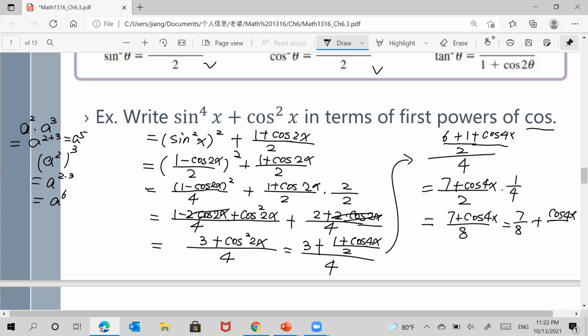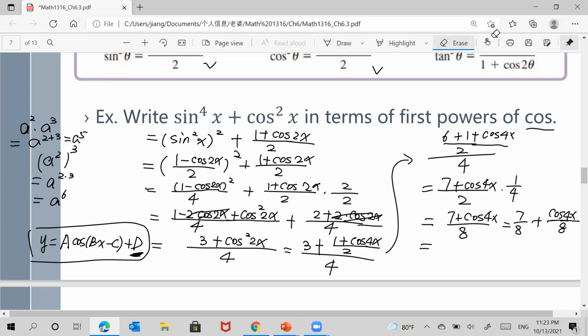cosine 4x over 8. So we like to have the form that, let me write it down, is y equals a times cosine bx minus c plus d. We like to have this. So d is a vertical shift. So we write it down. So 7 over 8, we prefer to write it down at the end. So that means I pull up this term in the front.